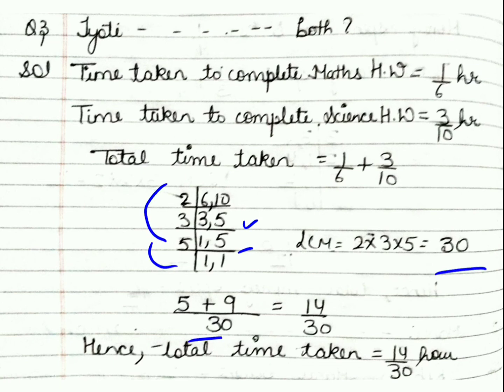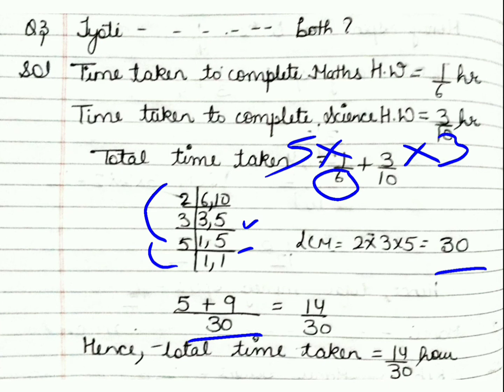Now you write 30 down in the denominator. Now the first fraction you have to divide with 30. 6 table 30 comes at 5s are. So you have to multiply its numerator by 5 only. 5 1s are 5 plus 10 table 30 comes at 3s are. So you have to multiply 3 with 3. So the answer comes 9. 5 plus 9 is 14. So the answer will be 14 upon 30.